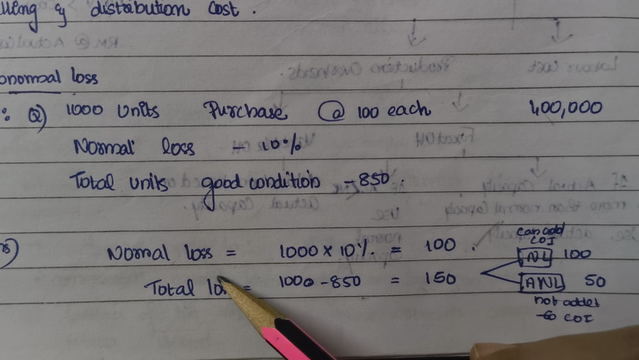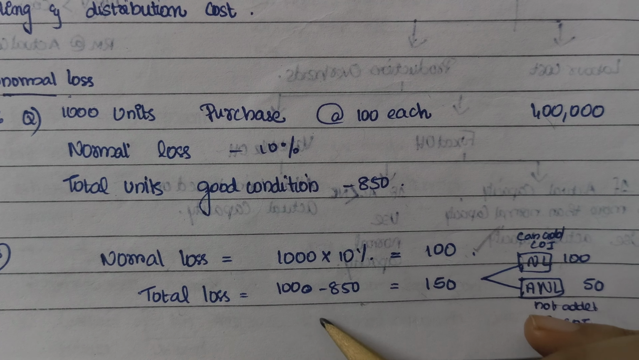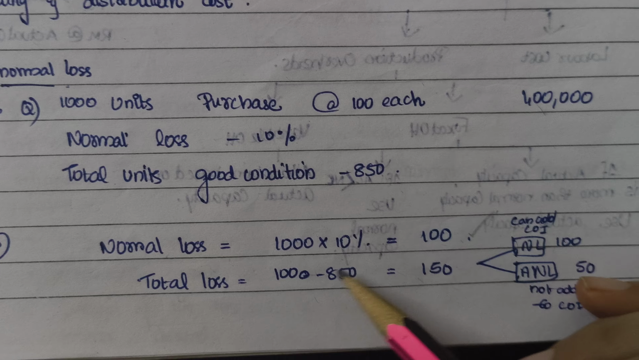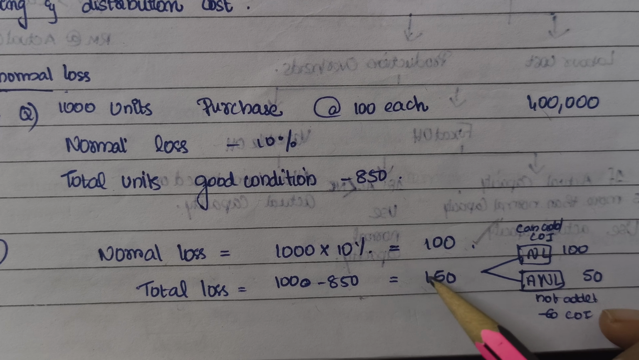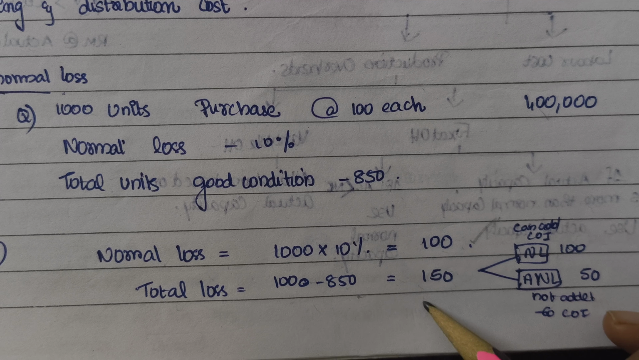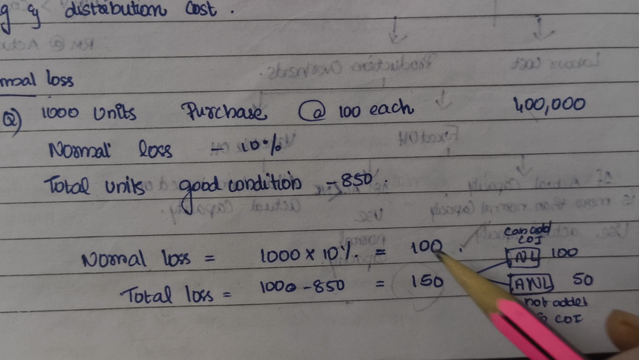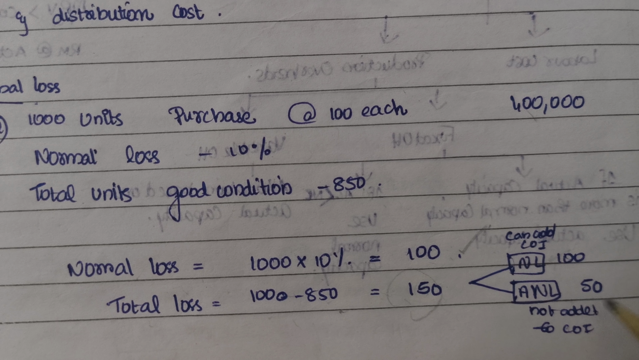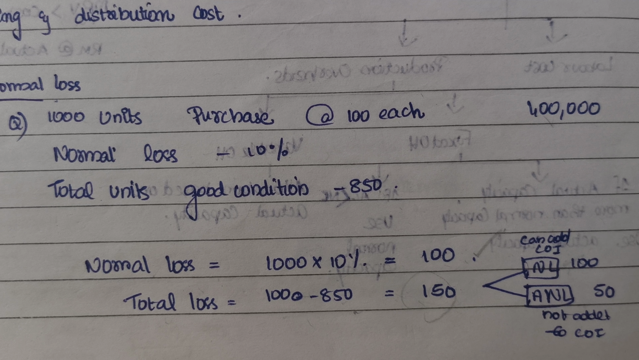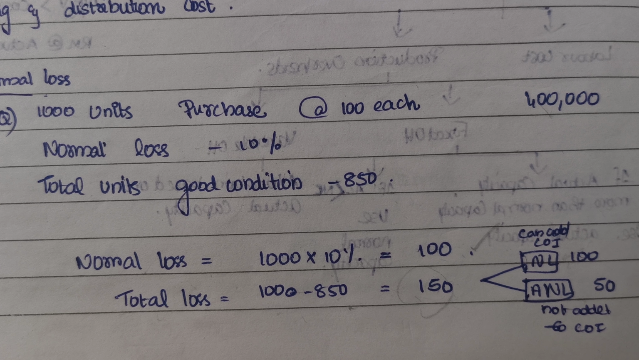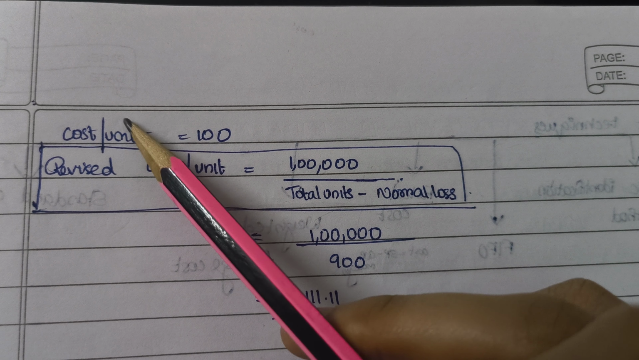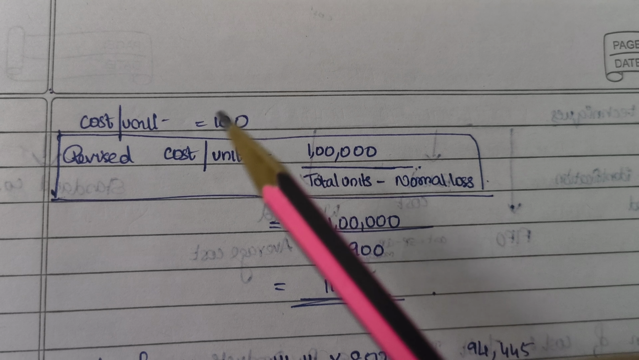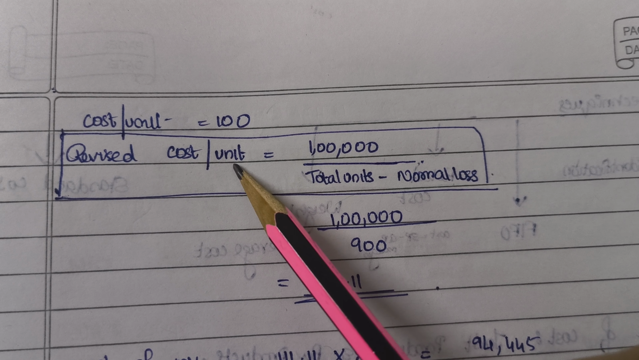Now what is the total loss? Total units purchased is 1000 minus number of good units is 850. So 1000 minus 850 gives the total loss 150, and among this 150 the hundred is normal loss and the remaining 50 will be what? Abnormal loss, right? So let's see how we will account for it. The cost per unit while purchasing was 100.